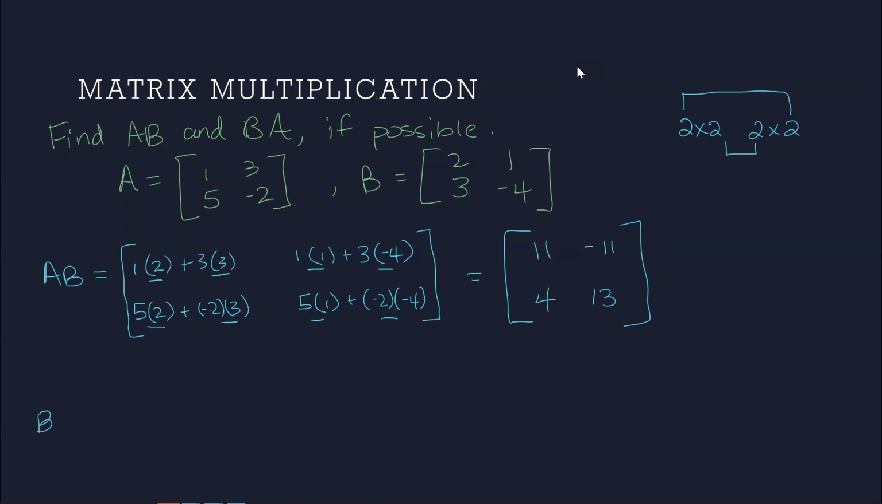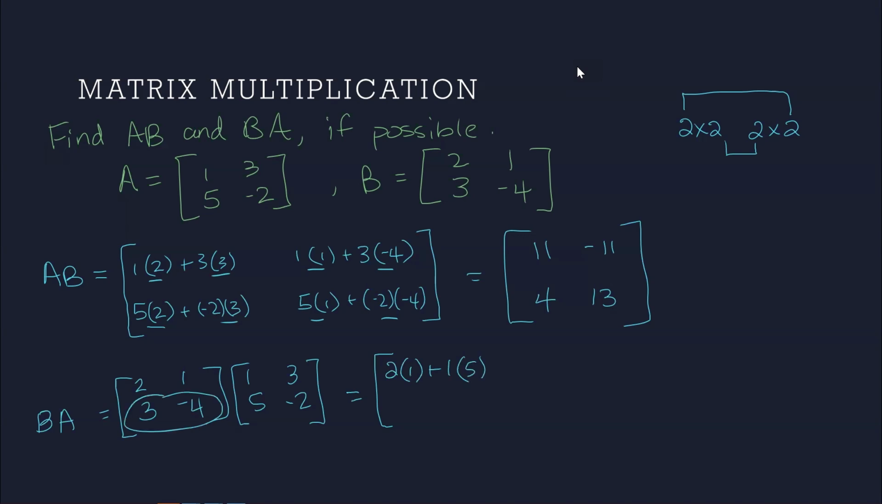Let's multiply B times A. Again, we've got a 2 by 2 times a 2 by 2, so we can multiply them. The result should be a 2 by 2. This time, let me go ahead and write these matrices in the order that we're multiplying them. So this is B, and this is A. To get the element 1, 1, I'm using first row, first column, and finding the dot product. So 2 times 1 plus 1 times 5. And then to get 2, 1, I'm using the second row and the first column, finding the dot product. So 3 times 1 plus negative 4 times 5.